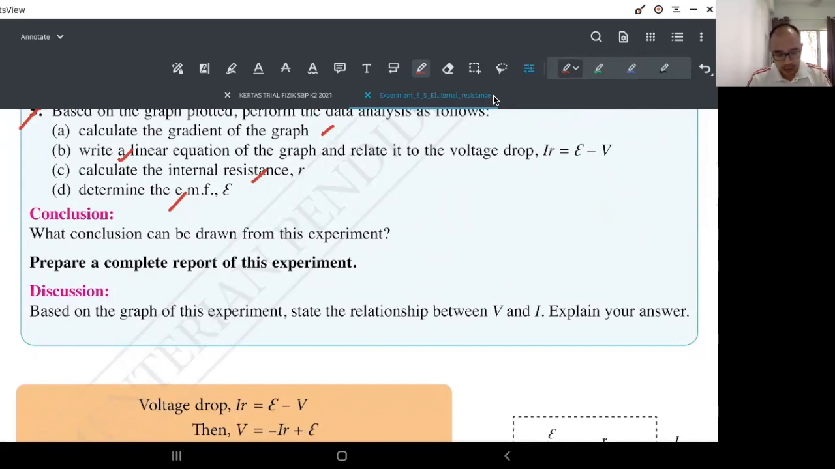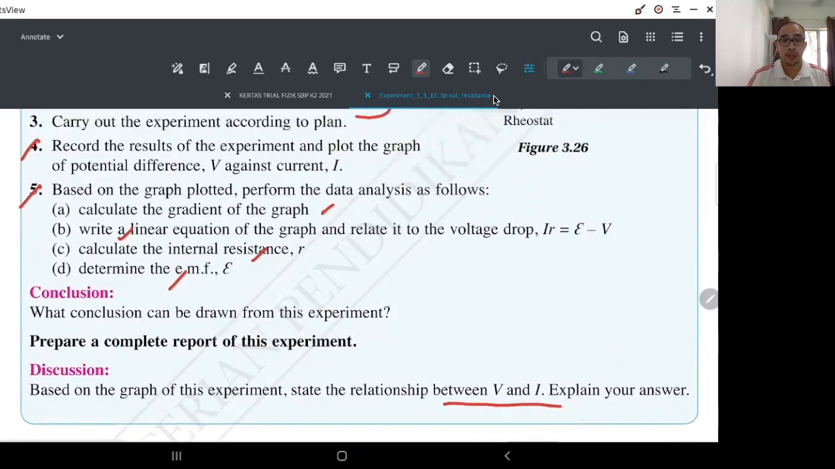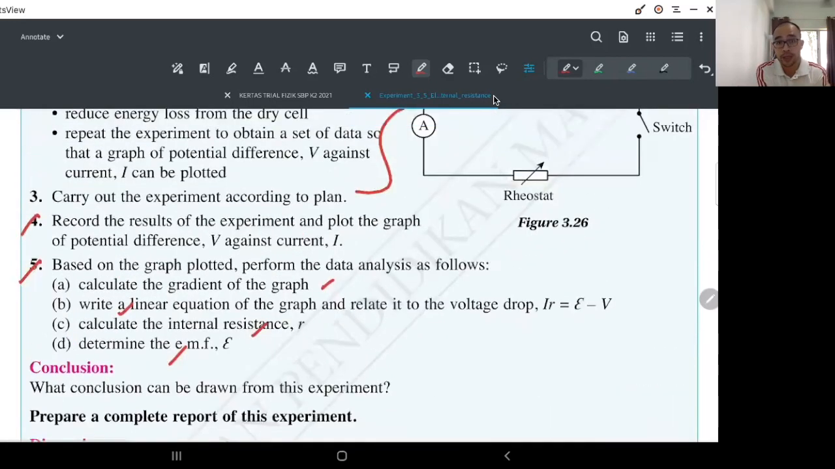So this is how it may look like if it is an open experiment.